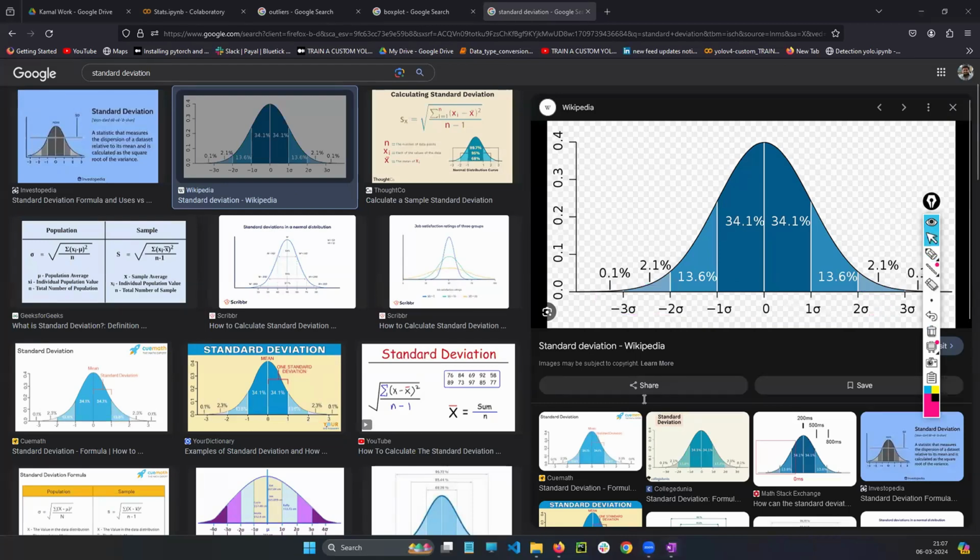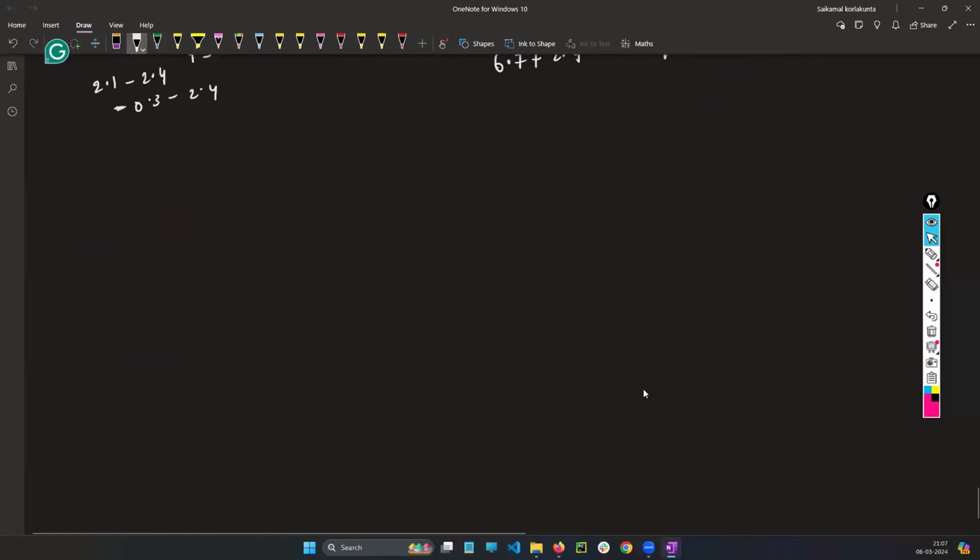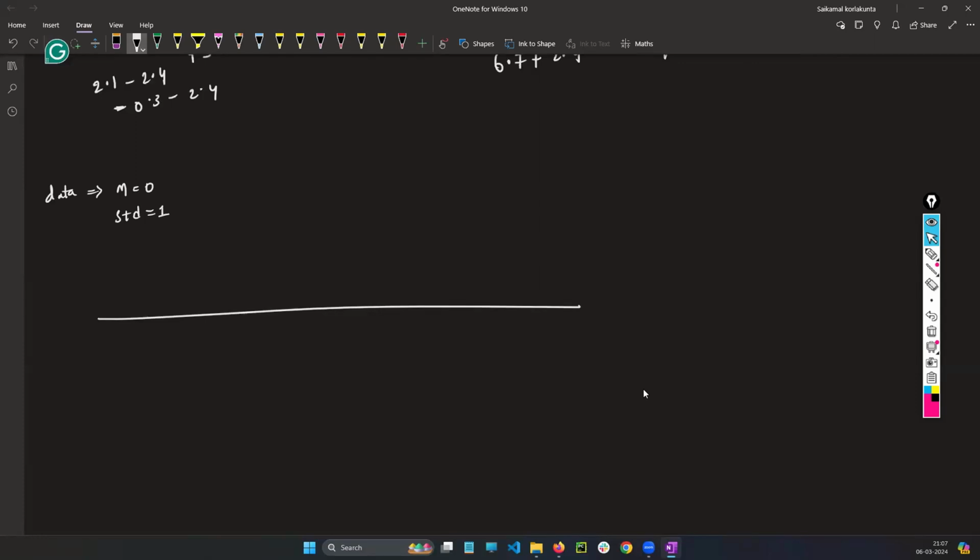Imagine you have a data, and the data mean is 0 and standard deviation is 1. The interviewer asks you to write 3 positive standard deviations and 3 negative. Mean is 0. So 0 plus 1 is 1. 1 plus 1 is 2. 2 plus 1 is 3. Negative side: 0 minus 1 is minus 1, minus 1 minus 1 is minus 2, minus 2 minus 1 is minus 3. Same thing you are getting or not?